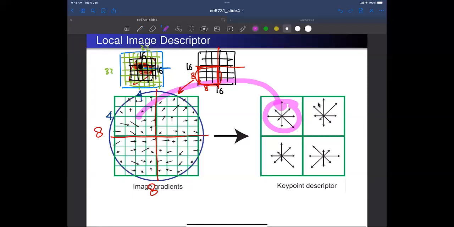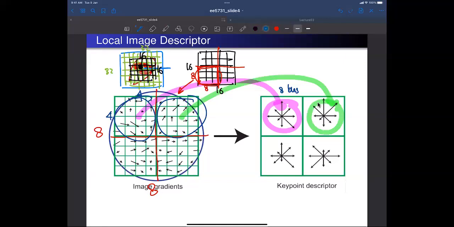And how many bins do we have? 8 bins. So for 4 by 4, you will have 8 bins, 8 values. That is for this one. For the second one, you also create a histogram. How many bins are there? It's also 8 bins. All right, so you do the same for all the areas there.